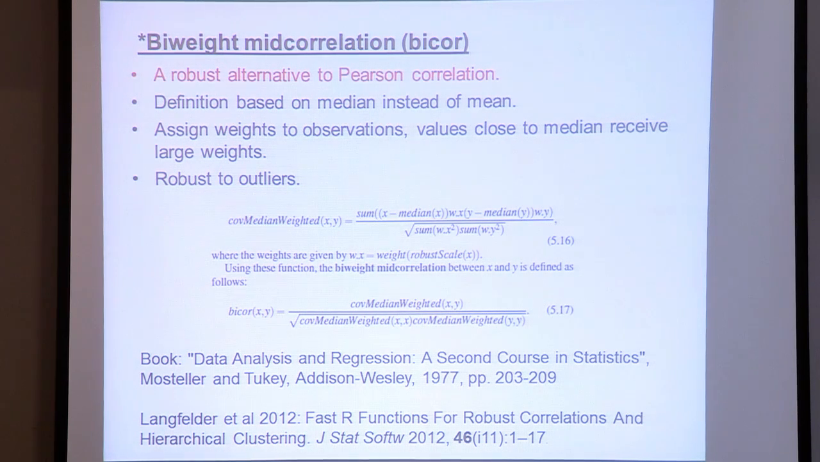And one idea is, just remember, in the Pearson correlation, you somehow form the covariance, and the covariance is based on subtracting the mean from each observation. So in the bi-weight mid-correlation, for example, we subtract the median value, and also we weigh observations in a fashion so that observations whose values are close to the median receive larger weights.